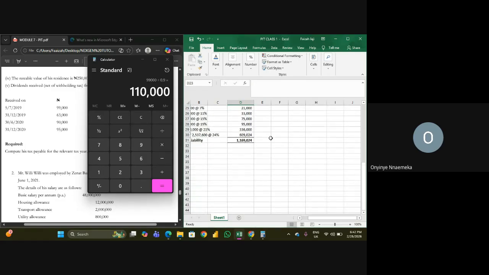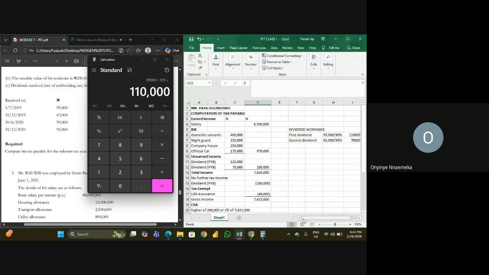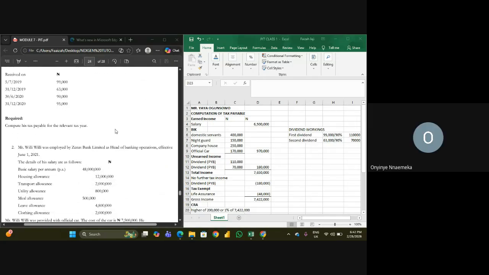So if you are given gross, you use gross directly. In our question, we were given net. You convert to gross before you use it. Do you get? Please, do we understand? Yes, ma'am. Any other question?